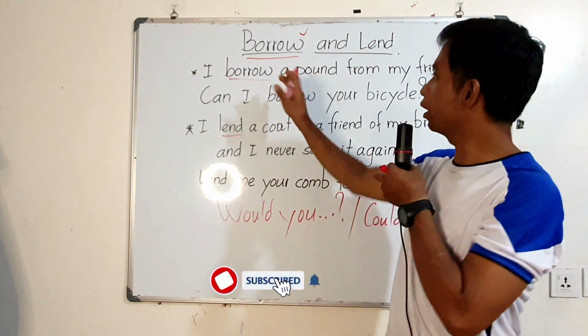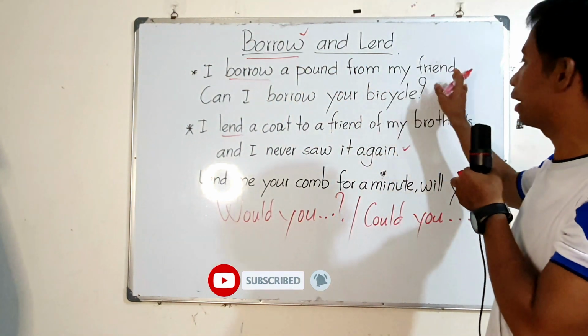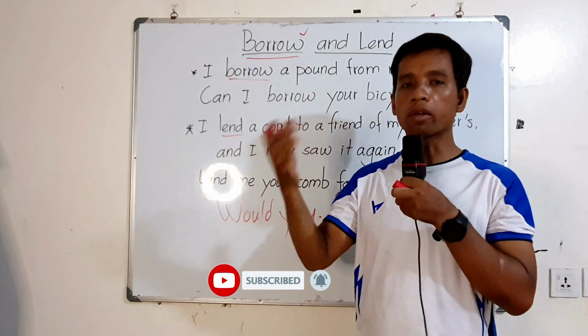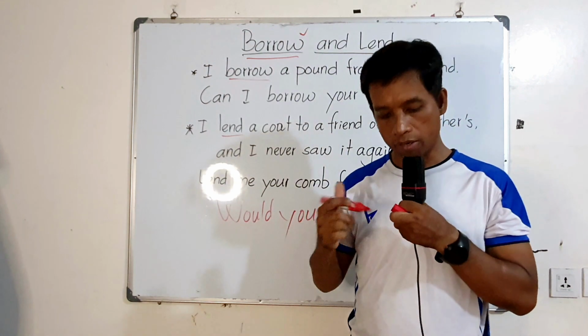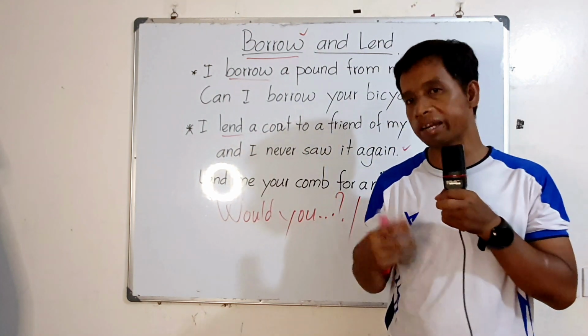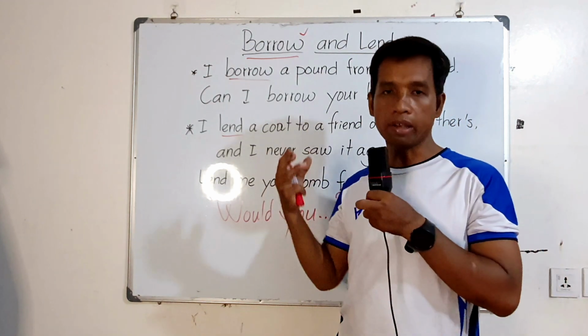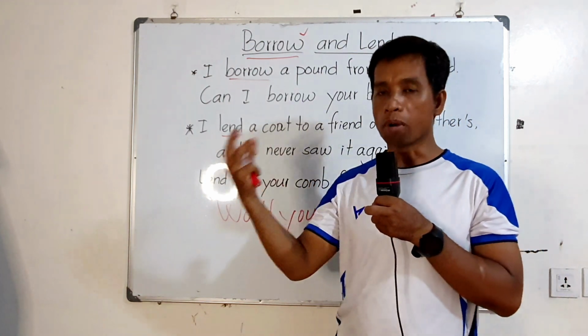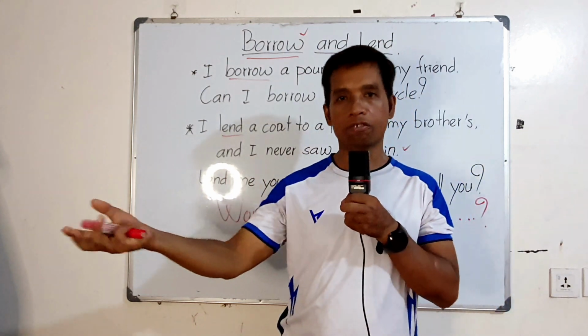Example: I borrow a pound from my friend. It means I don't have any money to buy something. So I say, I borrow a pound from my friend.